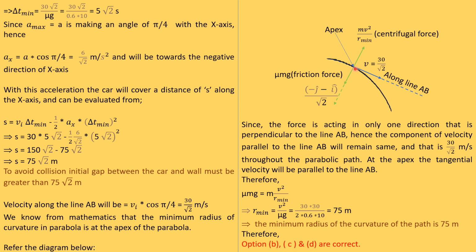We know that at the apex, only the component of the velocity along the line AB will be present, because along the line AB there is no force acting. All the forces act perpendicular to it. So there will not be a change of velocity in the direction of AB throughout the motion of the car on this curved path.